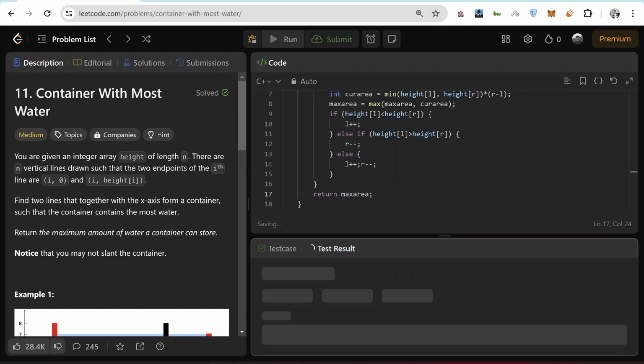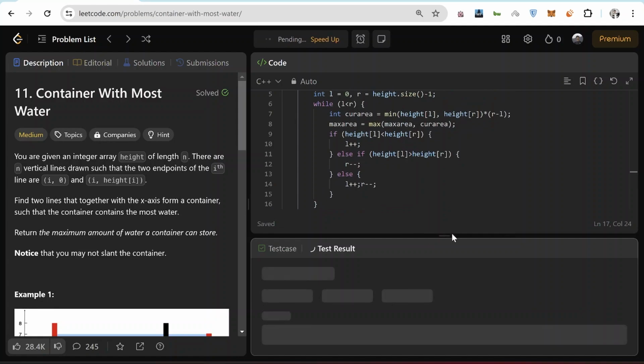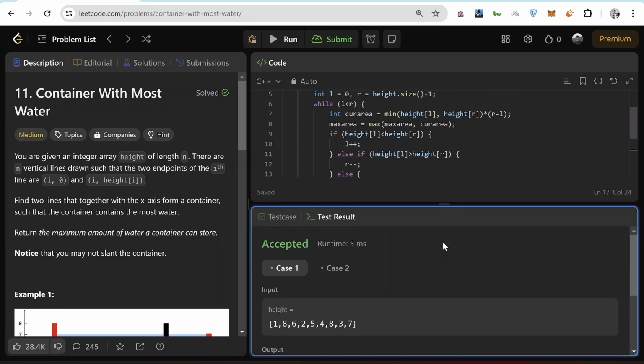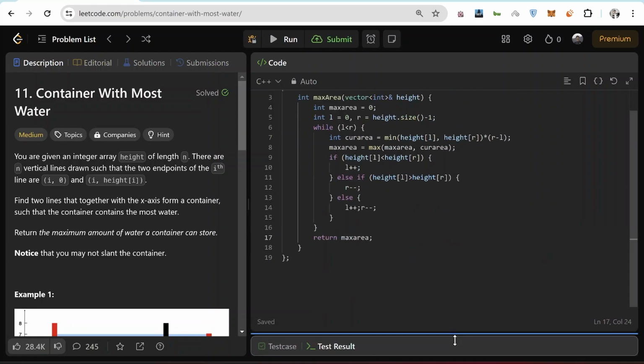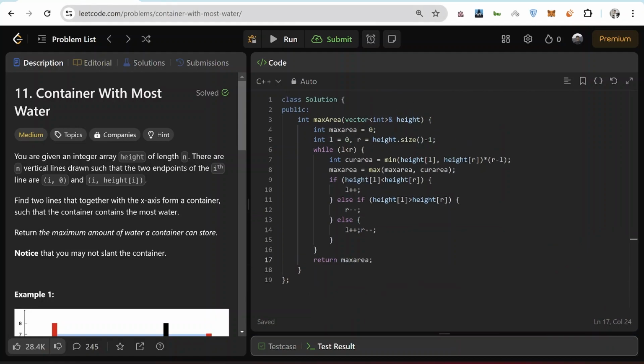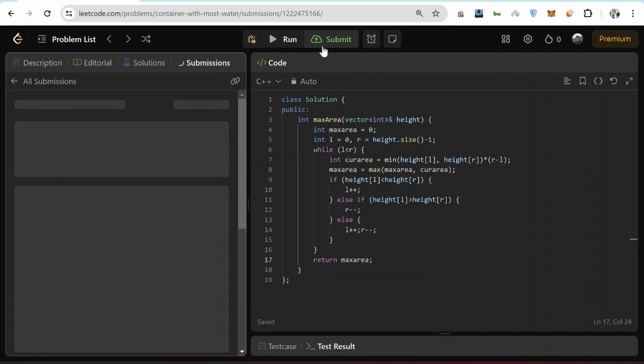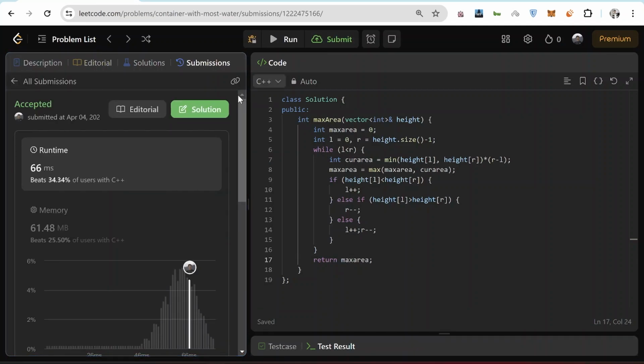Now let's try running it. Okay, both the test cases worked. Now let's try submitting. So as you can see, our O of n two-pointer solution worked as expected.